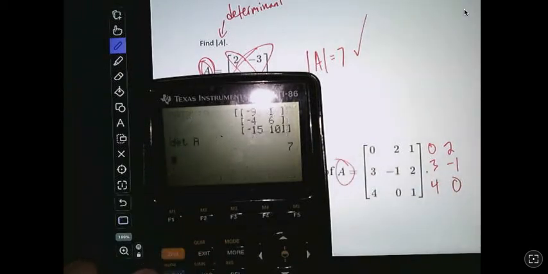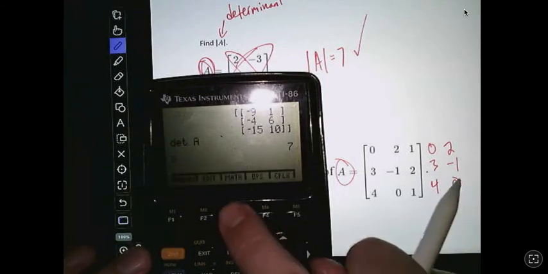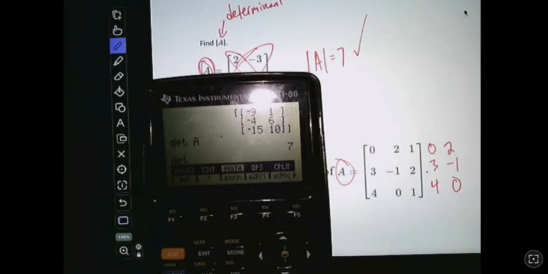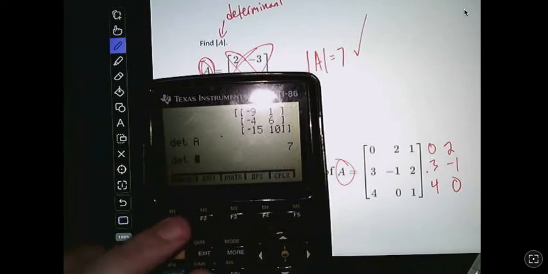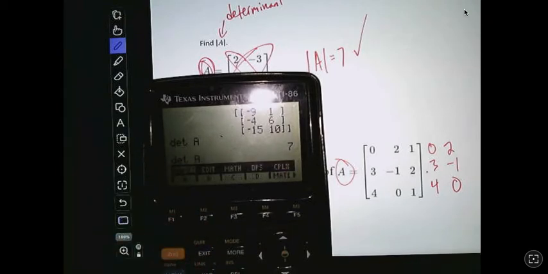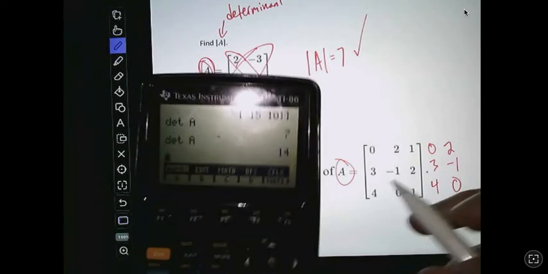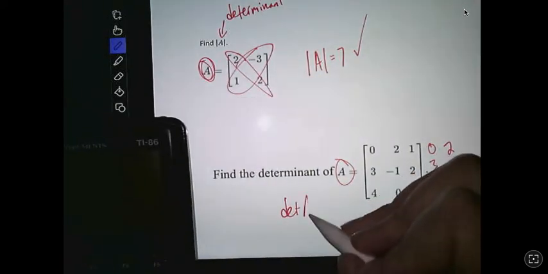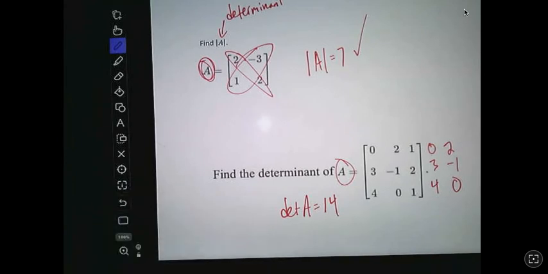Go back out to my main screen. I want to find the determinant of that matrix. So math, determinant of name A, and I find the determinant of A is 14. So much easier than what we were doing before. I'll make one more video to show you the other stuff we can do with our calculators.